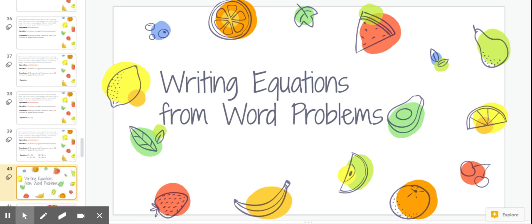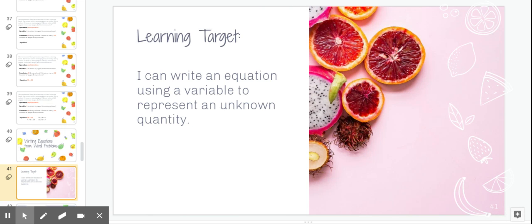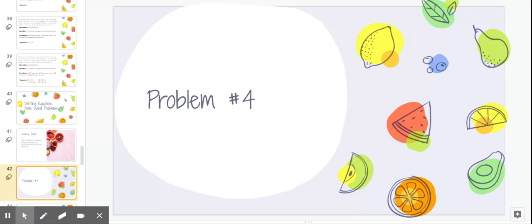Welcome to the final part of our four-part lesson on writing equations from word problems. The learning target again is: I can write an equation using a variable to represent an unknown quantity. Now let's look at the last problem we're going to go over together.